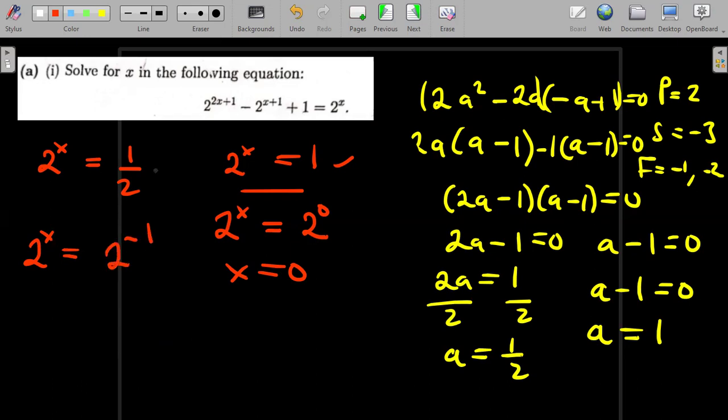When I write it in a positive form, I get half. When I write it like this, 2 raised to the negative 1, they have the same base here. So when they divide, I just have x is equal to negative 1. So therefore, my values of x are x equal to 0 and x equal to negative 1. Are there any questions on that one?